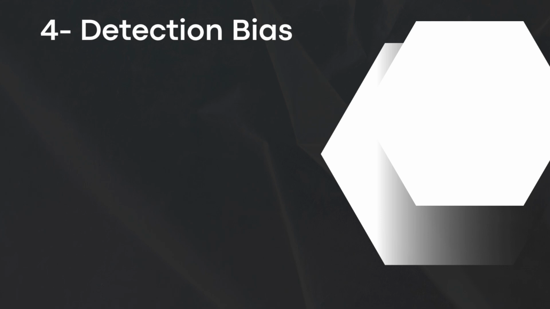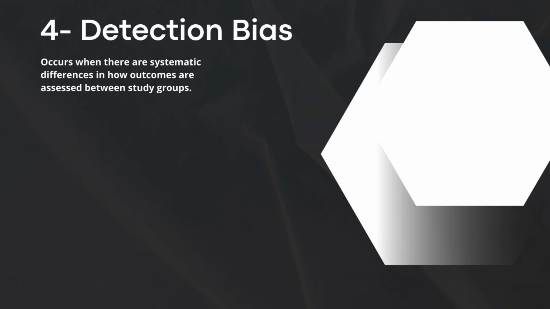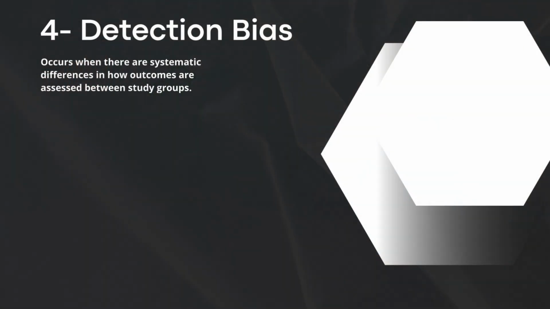The fourth type of bias is the detection bias, and this type occurs when there are systematic differences in how outcomes are assessed between study groups. This can happen if outcome assessors are not blinded to the intervention. So they know which patient is taking the placebo or which patient is taking the intervention or the treatment. And this leads to differential outcome assessment.